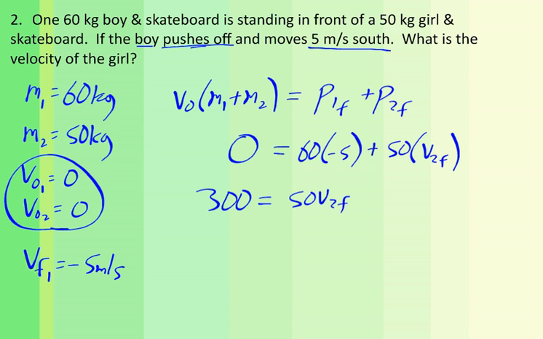And we've got our 50-kilogram girl. Well, in order for her to have the same momentum but the opposite direction as the boy, she would have to be moving at what, 6? Is that right? Well, let me get a calculator. 300 divided by 50. Yeah, that was right. She would have to be moving at 6 meters per second in the opposite direction of the boy.